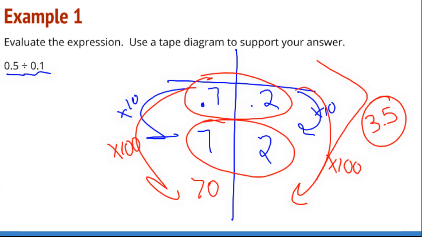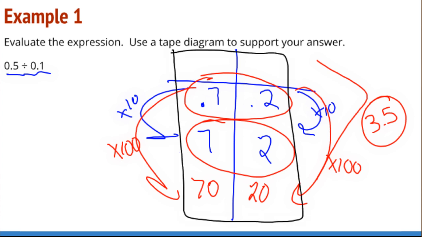And I would have 70 and 20. And all of these ratios, all three of these ratios, are equivalent to each other because I have scaled following the rules that we have established as we work with equivalent ratios.